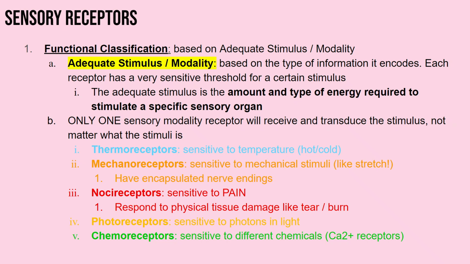So you have thermal receptors that are sensitive to temperature. Mechanoreceptors are sensitive to mechanical stimuli, and these have encapsulated nerve endings. Nociceptors, which I might have spelled wrong, are sensitive to pain. Photoreceptors, sensitive to light, and chemoreceptors are sensitive to different chemicals, like calcium.